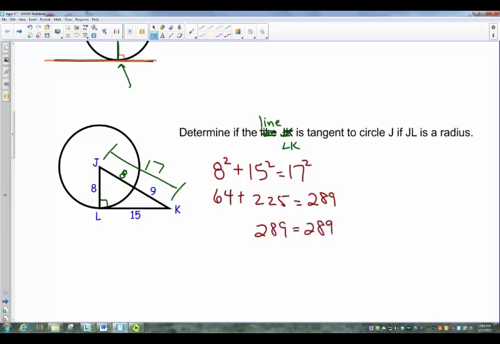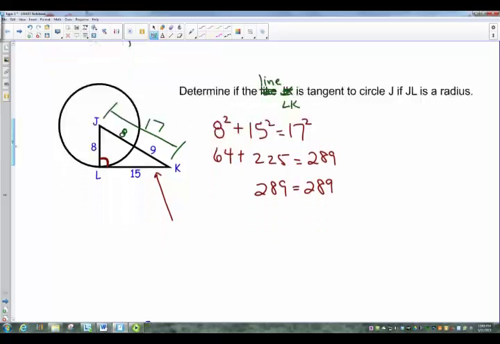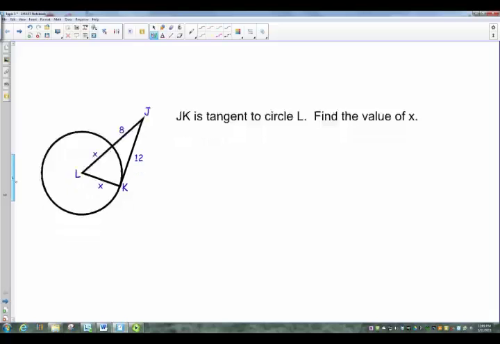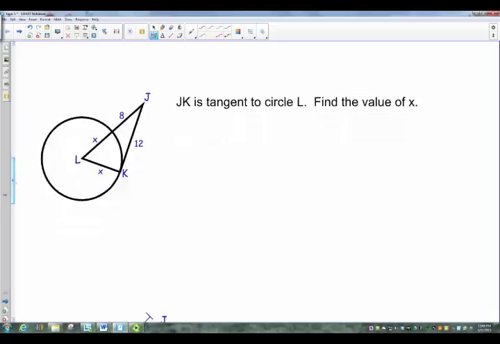So basically what that says is that LK, because it works in Pythagorean's theorem, is indeed perpendicular, which means it's a tangent line. So that's how you're going to use that theorem to either prove something is a perpendicular or prove something is in fact tangent.